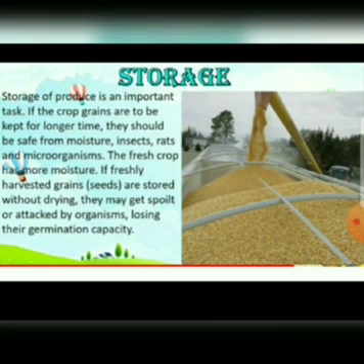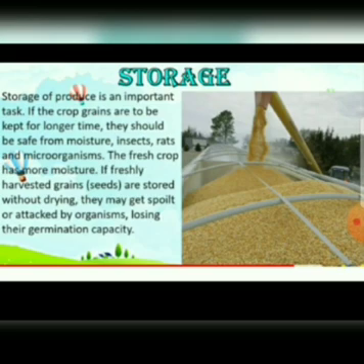Then the next process, that is storage. How are the grains stored? Storage of produce is an important task. If the crop grains are to be kept for a longer time, they should be safe from moisture, insects, rats and microorganisms, as they will destroy the crop.